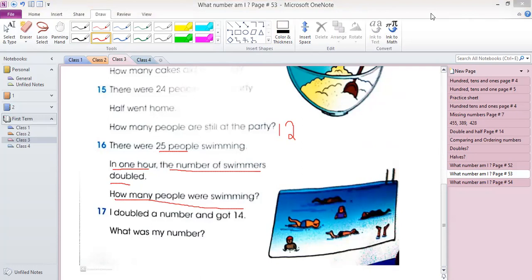What about other students, guys? Muhammad Farooq, Anas Ali? No. Why 7? Why? 24. I'm asking question number 16. This question, I'm going to make it green. There were 24 people swimming. In 1 hour, the number of swimmers got doubled. Now, how many total people are swimming?